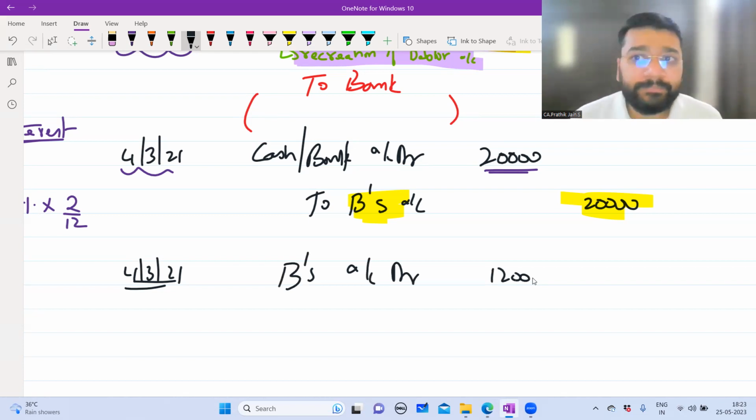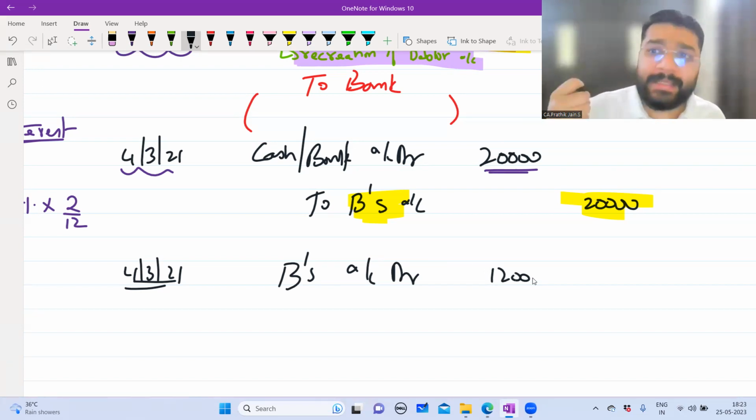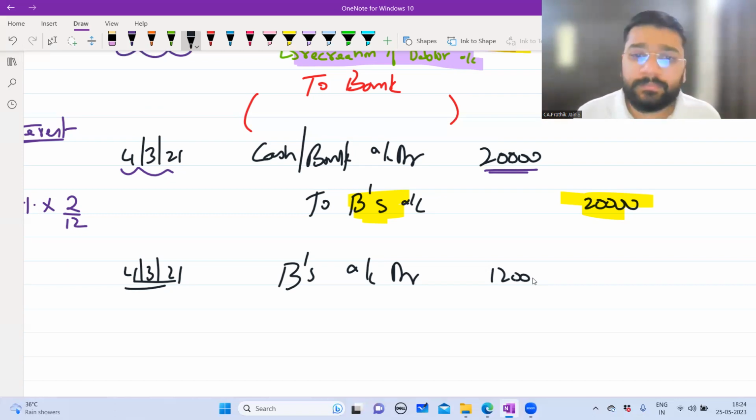Do you have any problem? No, sir. Because from the person whom I'm supposed to receive that, I'm debiting that fellow. So I need to recover. I'm creating the asset to receive 1,200 in future. From whom? B. So B account is debited. Okay. Now, debit you recorded. What will you record in credit?